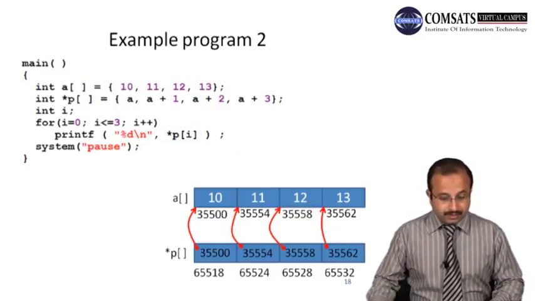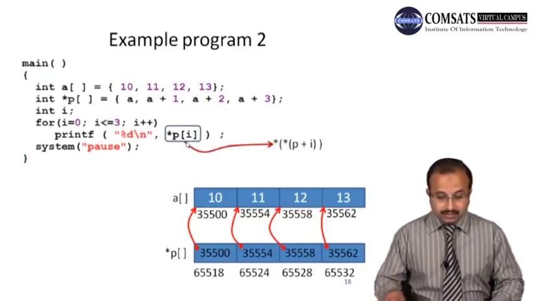Now this is *p[i]. If you solve it, the loop starts from 0 and goes to 3. So 0, 1, 2, 3, these are the 4 indexes of the p array. So p[0] is 3550, and *3550 means the value at address 3550, and that value is 10, so 10 will be printed over here.